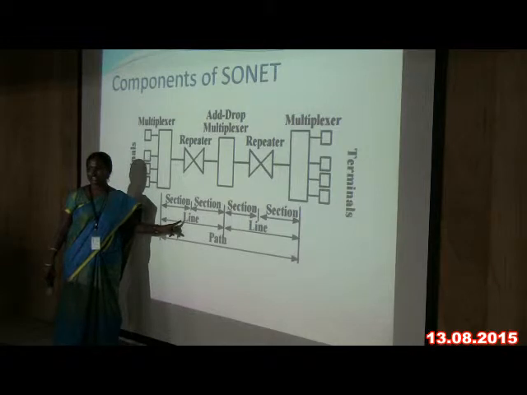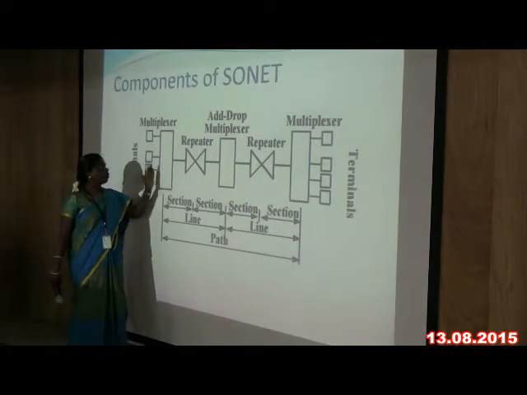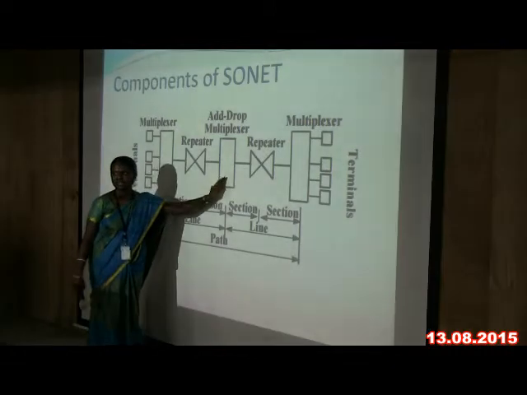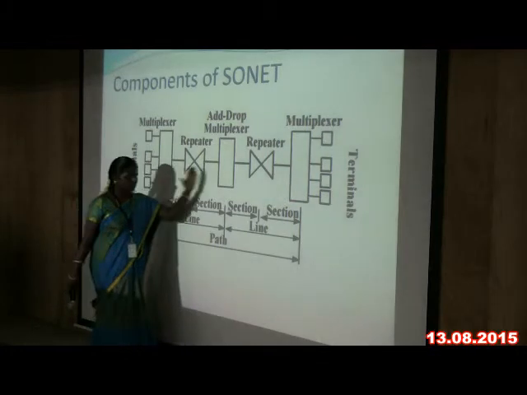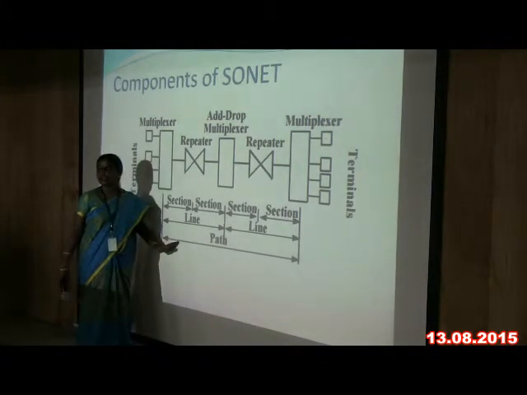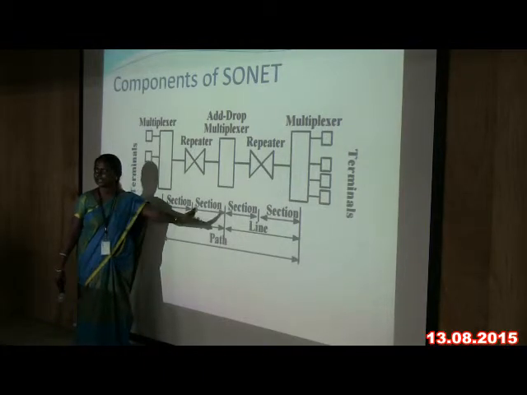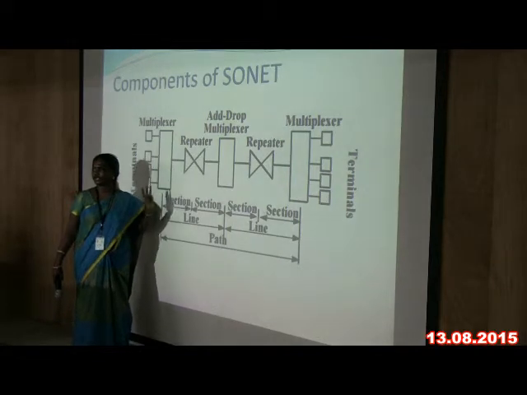Next one is the line section, the line link. What do you mean by line link? From one multiplexer to another multiplexer, the connection between these two multiplexers is called the line link. Next one is the path. The end-to-end connection is called the path. These are all the major elements in the SONET network.